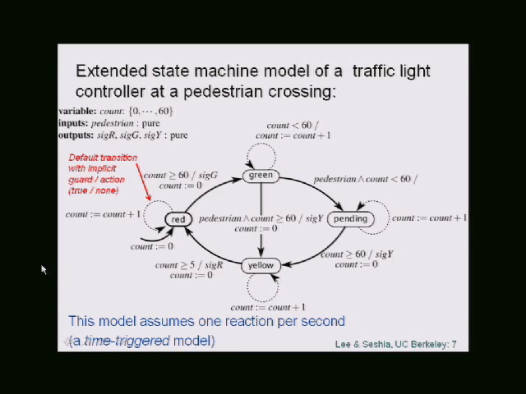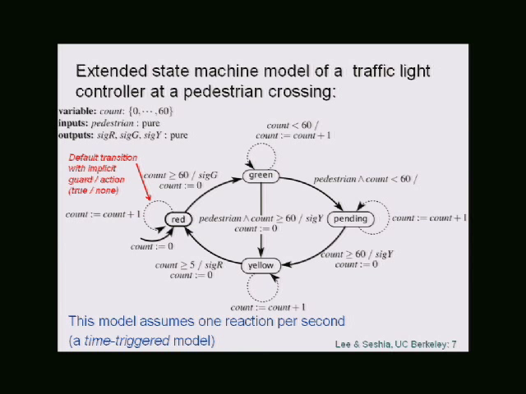So here, for instance, if we assume that one reaction or one transition happens per second, then we know that we initialize count to 0 here, and on every transition, count will get incremented. And so after 60 seconds, count will reach 60. Okay, and then this transition gets enabled. Count is greater than or equal to 60, and then you can go to green, outputting the signal green and setting count to 0.